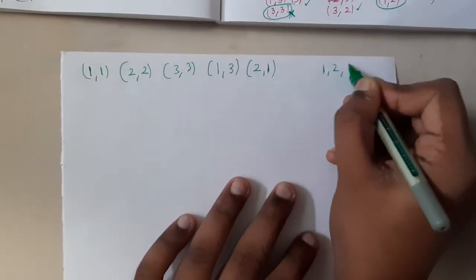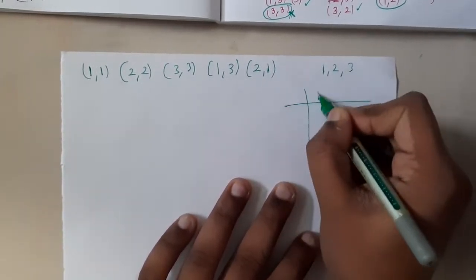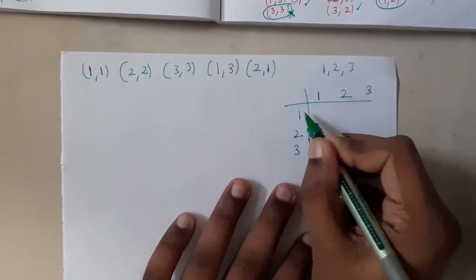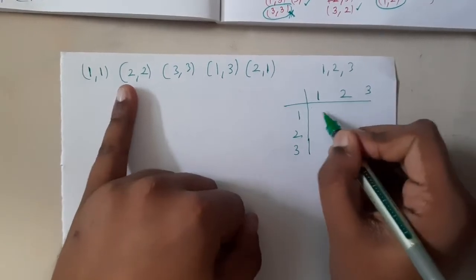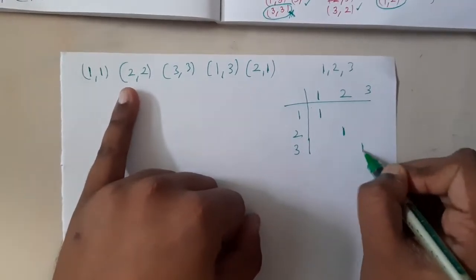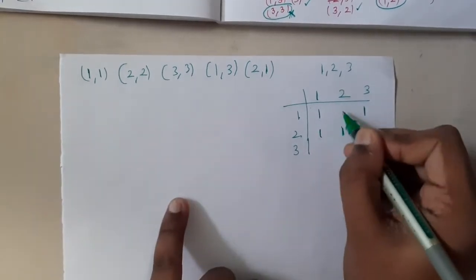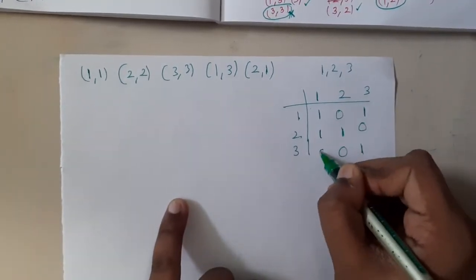It is nothing but 1, 2, 3, right? Yes. So it is nothing but 1, 2 and 3. So whichever pairs are available there, mark ones there. So 1 comma 3 is there, and 2 comma 1 is there. So the rest of the places are 0.